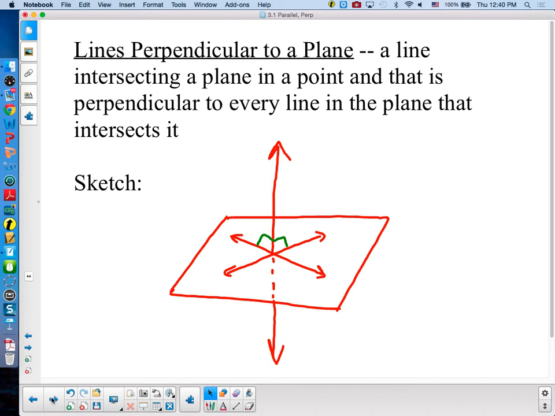Making a 90-degree angle this way. Making a 90-degree angle going back. Making a 90-degree angle on this side. So in other words, every direction it needs to be making a 90-degree angle.